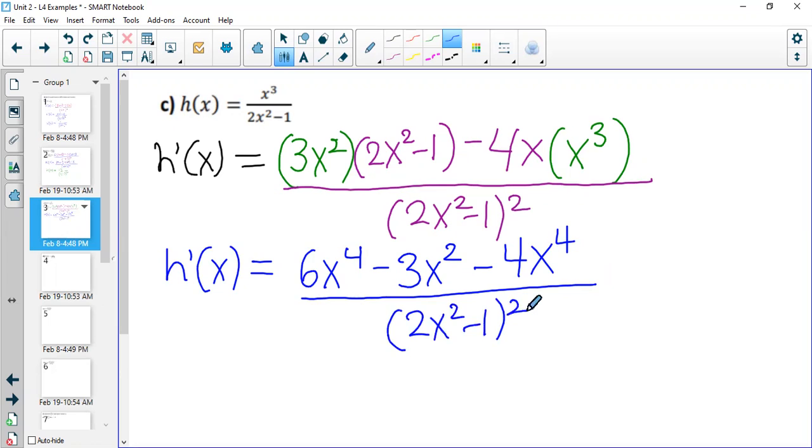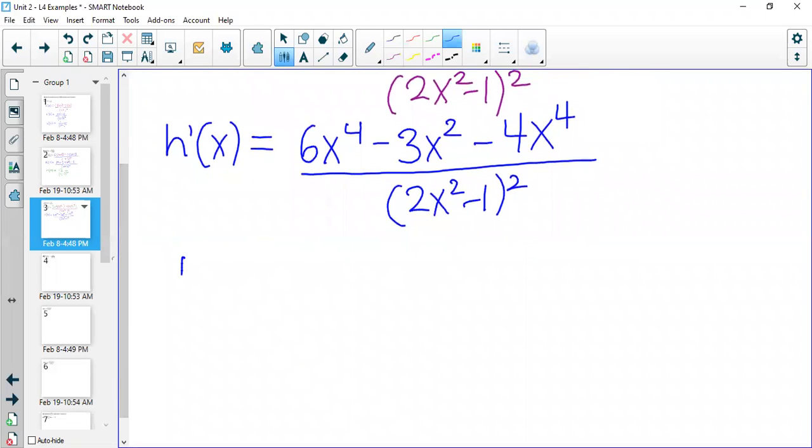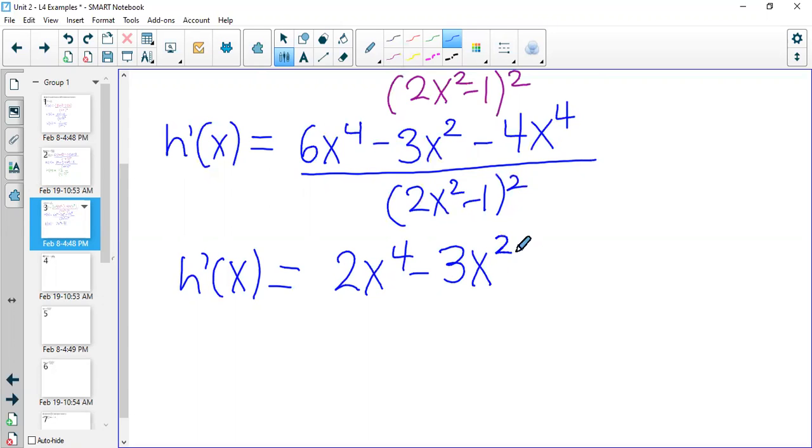Now, still, we don't have a function in the final numerator that we have to factor, so we can leave the denominator the way it is. h prime of x is going to be equal to 2x to the power of 4 minus 3x squared all over 2x squared minus 1 squared.